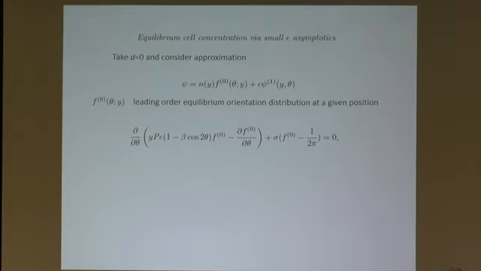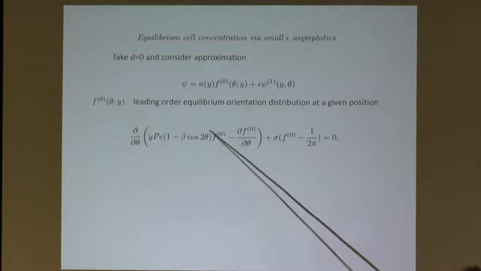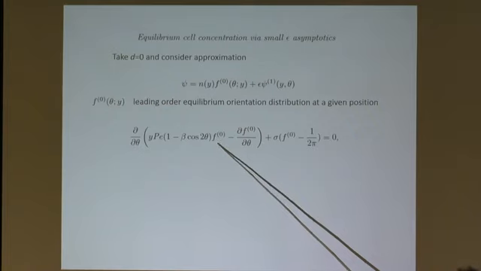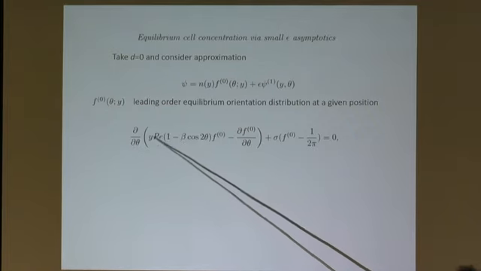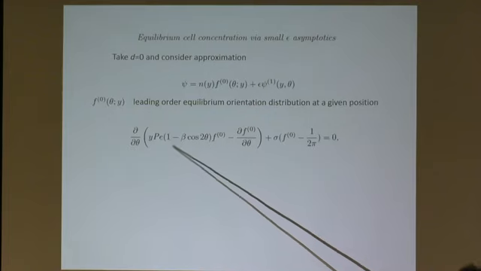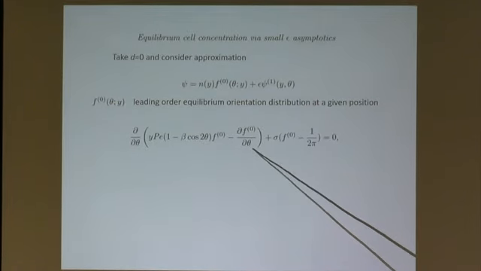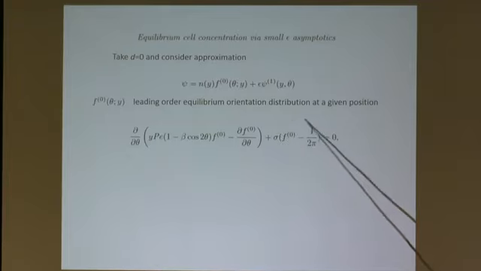When I substitute that into the governing equation for psi, F0 turns out to be the leading order equilibrium orientation distribution. So this term represents the effect of flow on the cell orientation. This is just the rotation at half the local vorticity. This is the beta, the alignment with straining. This is the rotational diffusion. This is less important, the reorientation due to tumbling. So that's what F is.